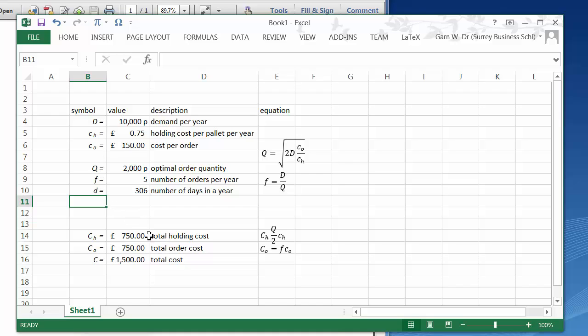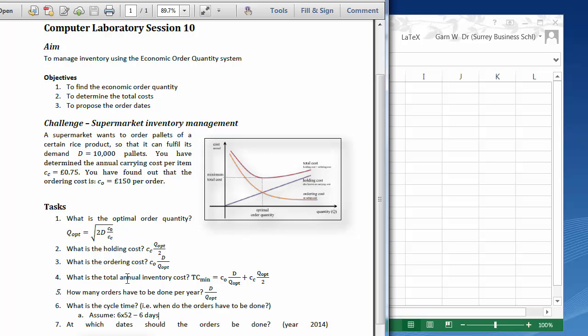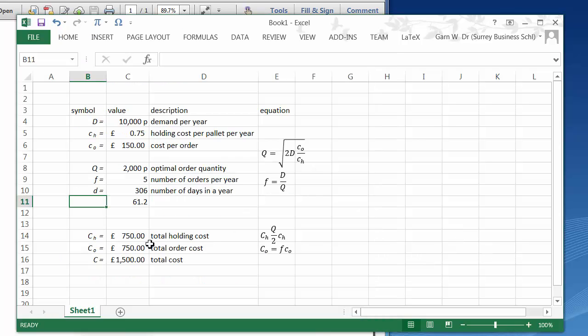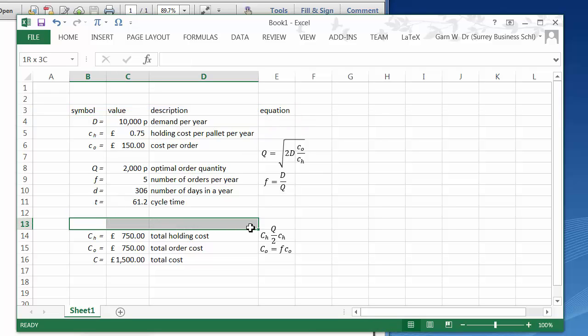So what is the cycle time? Nothing else than that is 306 divided by the number of orders. So every 61.2 days we expect an order to take place. Okay. So cycle time. Okay, let me call that T. So that's basically it. Now, the next tutorial is going to have a look at the implementation of this theoretical model and to display a graph.